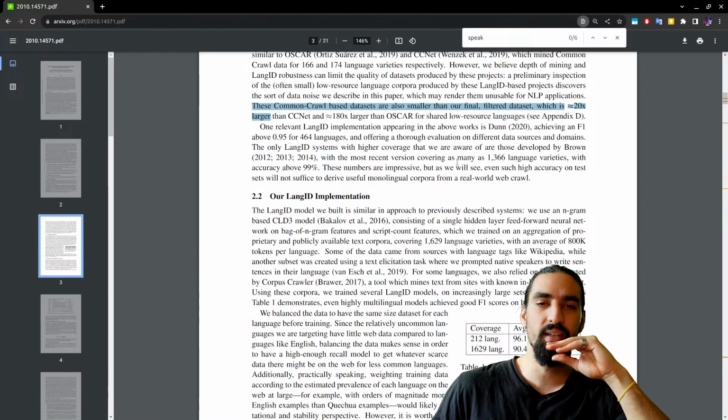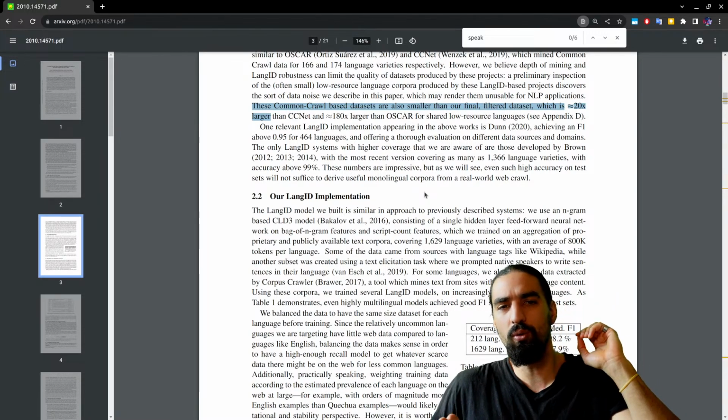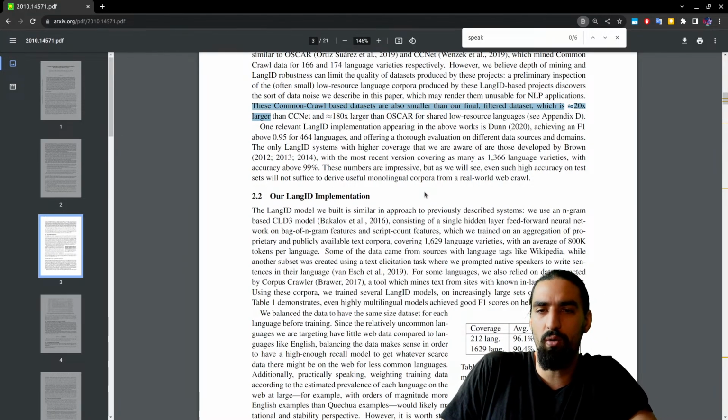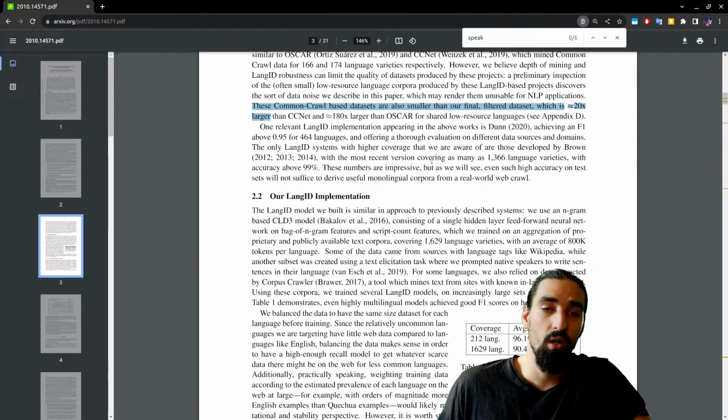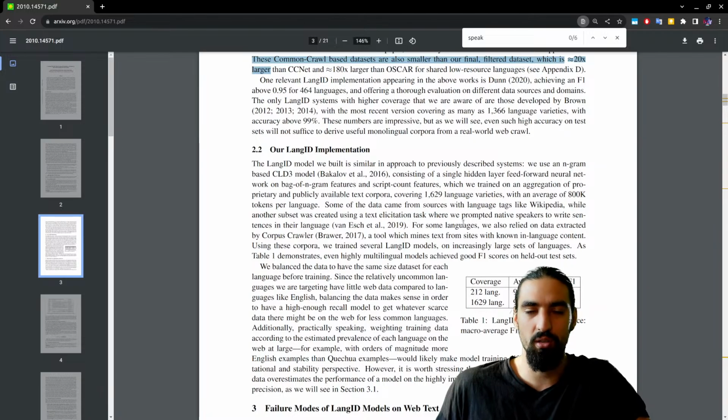One relevant lang_id implementation appearing in the above work is Dune, achieving an F1 above 0.95 for 464 languages, and offering a thorough evaluation on different data sources and domains. The only lang_id system with higher coverage that we are aware of are those developed by Brown, with the most recent version covering as many as 1,300 languages, with accuracy about 99%. These numbers are impressive, but as we'll see, even such high accuracy on test sets will not suffice to derive useful monolingual corpora from a real-world web crawl.